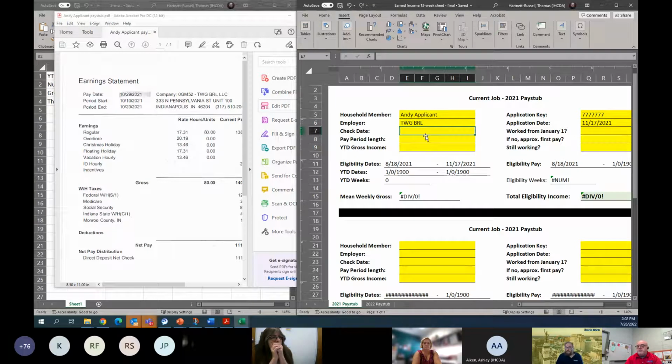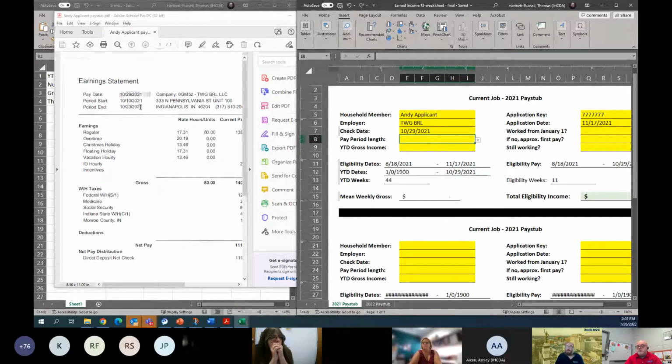So the check date, we already said the check date is 10/29. And now if you notice, over here it says that the eligibility pay, which is what's represented on the pay stub, is 8/18/2021 through 10/29/2021. It also put 10/29/2021 as the end of the year-to-date dates.